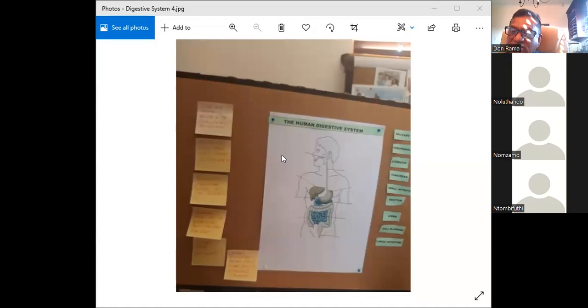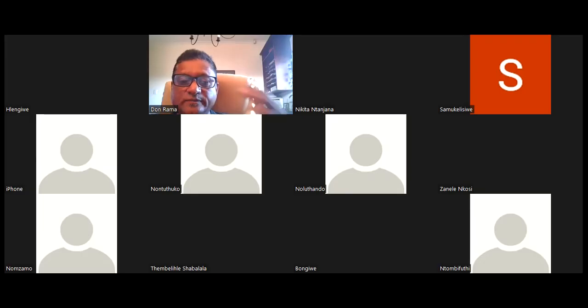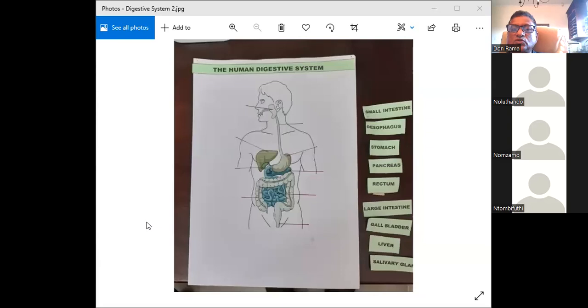After you teach the lesson, to conclude, you can put this chart back on and take out all the labels. Then, to test whether your learners have understood this lesson or not, you can ask them to come and label the chart correctly.